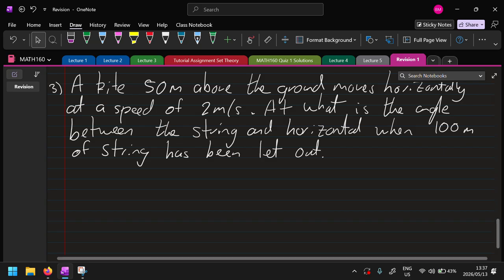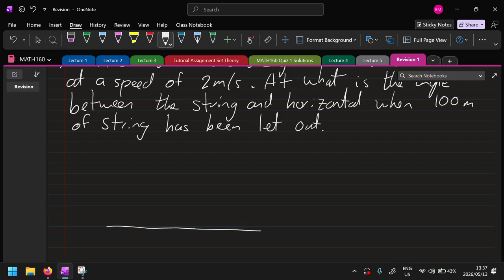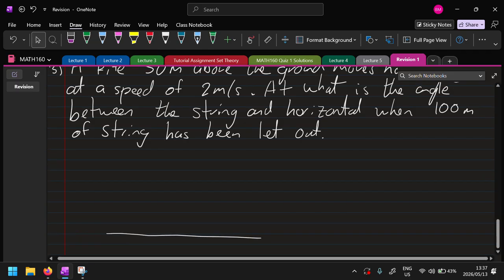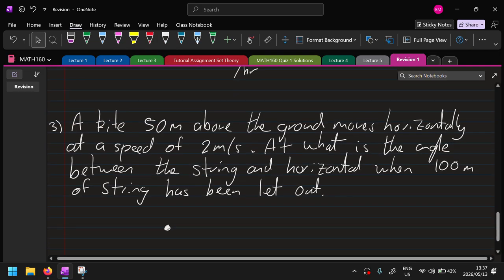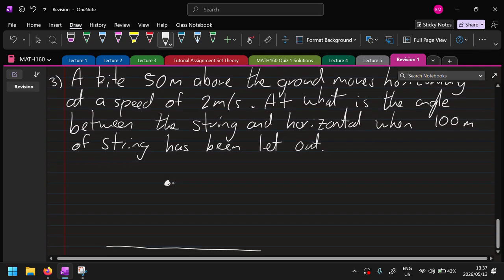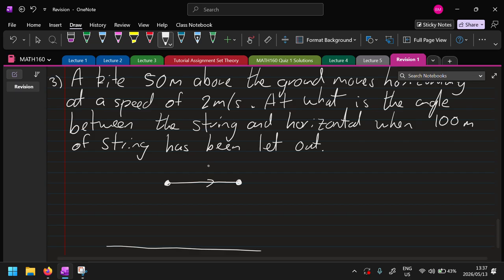So we've got a cart above the ground. So let's draw in the ground. We've got some cart here. Let's put it as a dot. And it's going to be moving horizontally at a speed of 2 meters per second. Okay, so it starts over there. It's moving along at 2 meters per second.